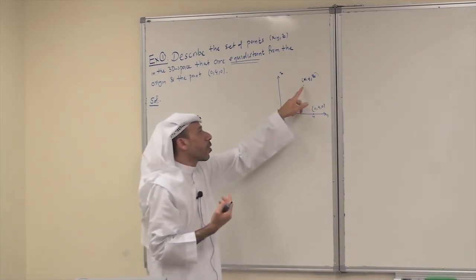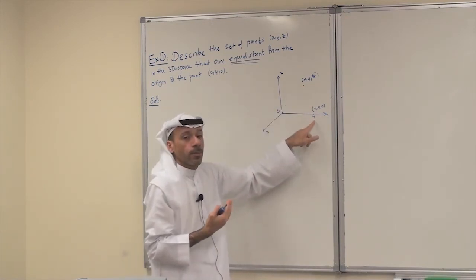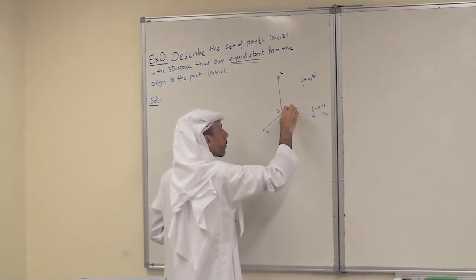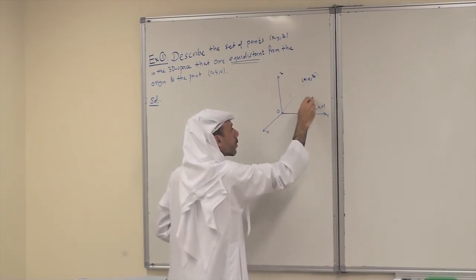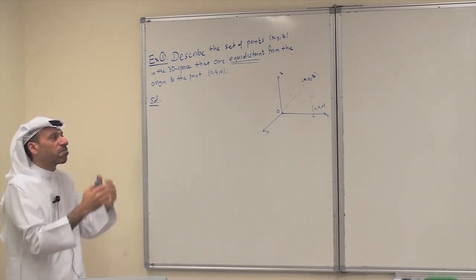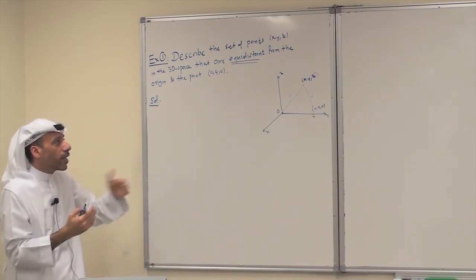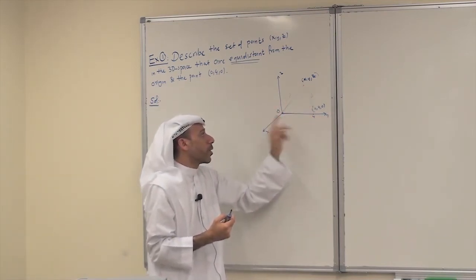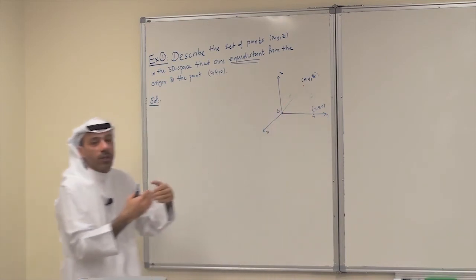Such that the distance from x, y, z to the origin equals the distance from x, y, z to the point 0, 4, 0. So this distance, d, equals this distance. I need to describe these points by an equation or in words. To find the description, just find the distance between the point and the origin, and the point and the second point, 0, 4, 0, and then equate them.